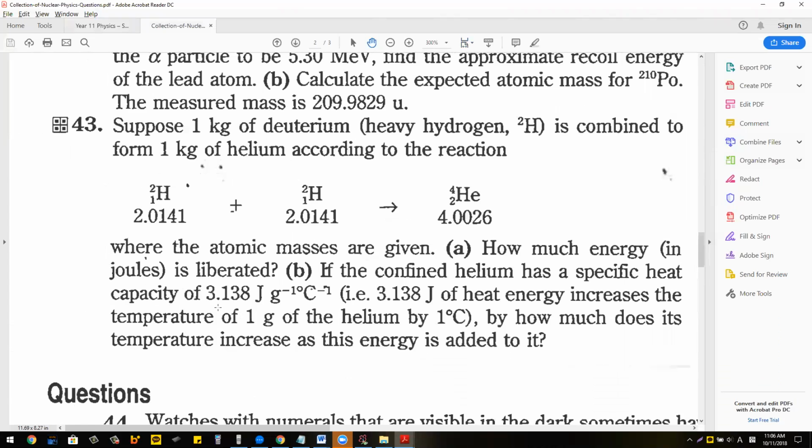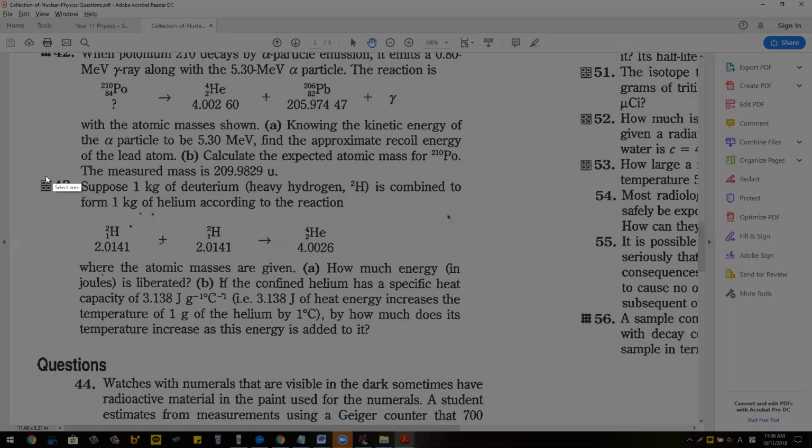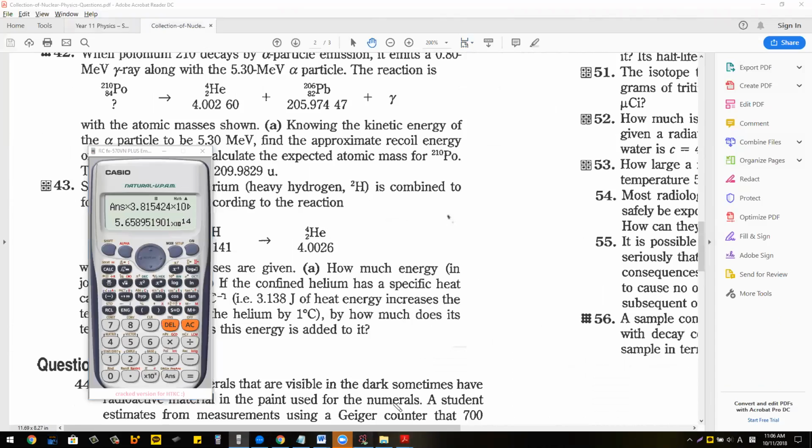If the confined helium has a specific heat capacity of 3.13, so this is a Q equals MC delta T stuff, right? By how much does the temperature increase as this energy is added to it? But how many heliums are there though? Is it 1 kilogram? I don't know. It's a bit difficult one, so you have to make a bit of assumptions.